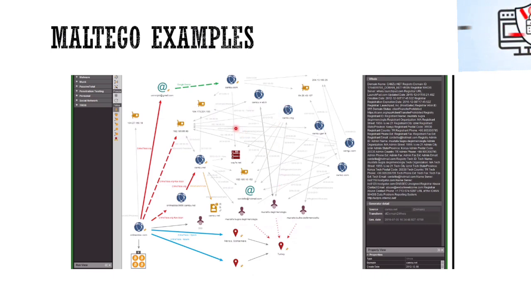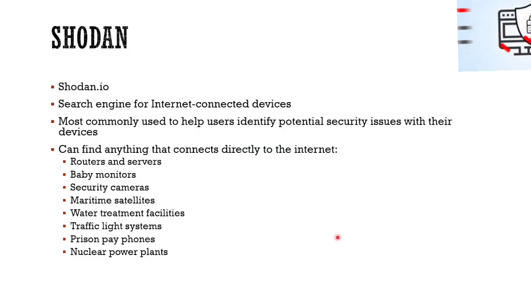Then there's my personal favorite, Shodan. Shodan.io is a search engine for things on the internet. You can find IoT stuff on the internet. You can find baby monitors and cameras and routers and servers, and you can find satellites and water treatment facilities and traffic light systems and prison payphones and nuclear power plants. I'll show you in some of our activities. It's astounding what you can locate.